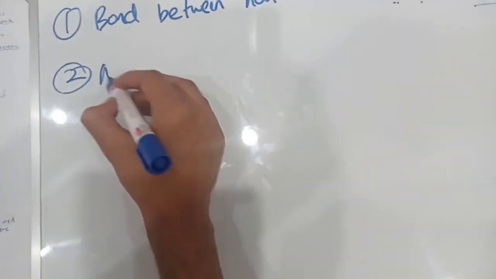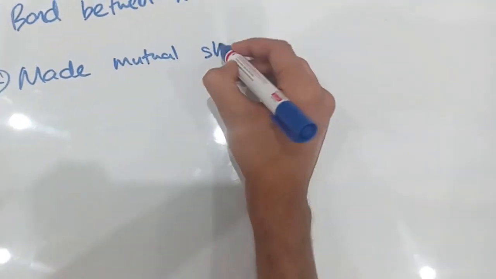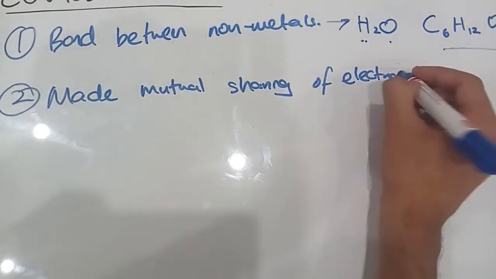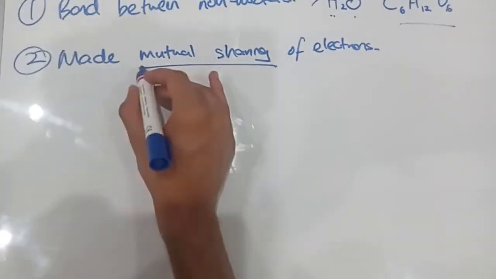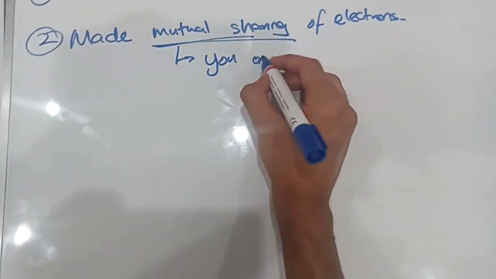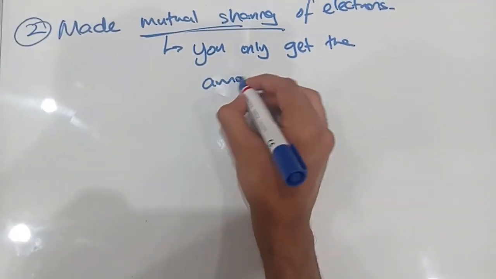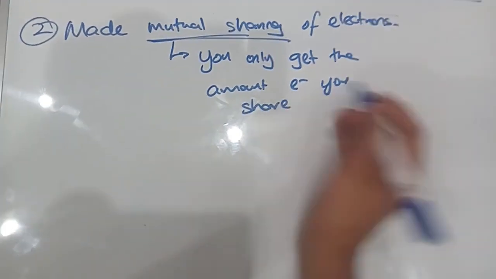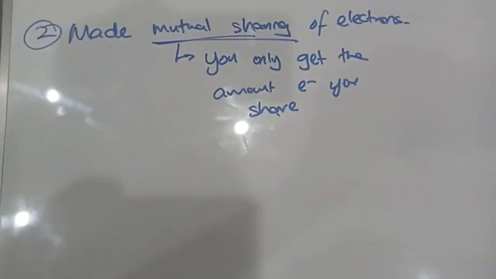Secondly, it's made by mutual sharing of electrons. I think we've all heard that in covalent bonds you share electrons, but the key thing here is mutual sharing. Here you only get the amount of electrons you share. So if a hydrogen atom shares one electron, it only gets one electron in return. Okay, remember that.